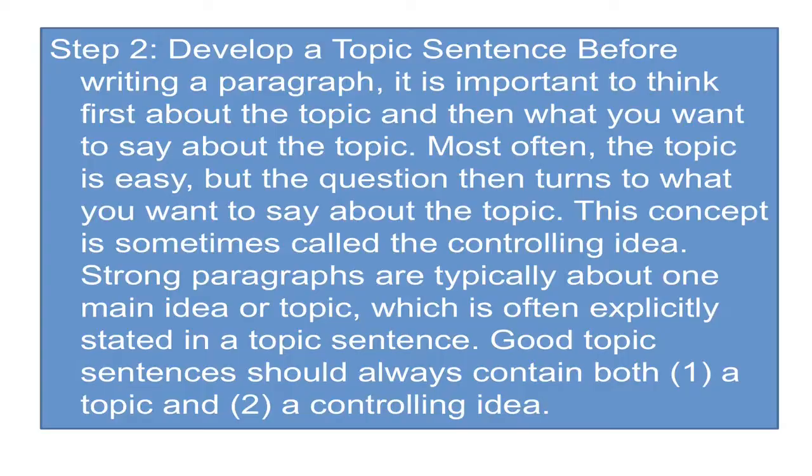Coming to step number 2, develop a topic sentence. Before writing a paragraph, it is important to think first about the topic and then what you want to say about the topic. Most often, the topic is easy, but the question then turns out to be what you want to say about the topic. This concept is sometimes called the controlling idea. Strong paragraphs are typically about one main idea or topic, which is often explicitly stated in a topic sentence. Good topic sentences should always contain both: number 1, a topic; number 2, a controlling idea.